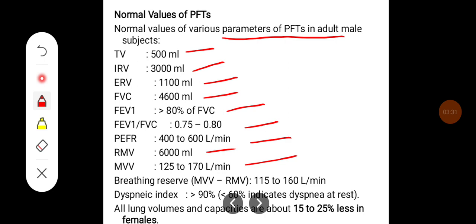Then breathing reserve, which is the difference between MVV and resting minute ventilation, is around 115 to 160 liters per minute. Then dyspneic index should be no more than 90%. If it is less than 60%, it indicates dyspnea at rest. All lung volumes and capacities are about 15 to 20% less in females.